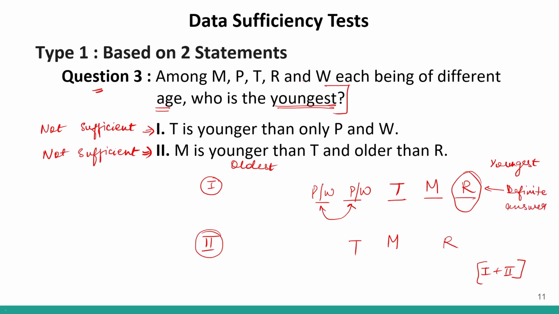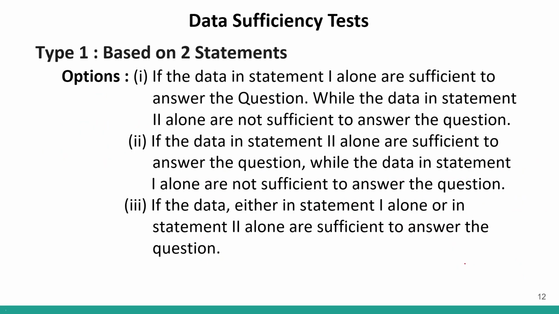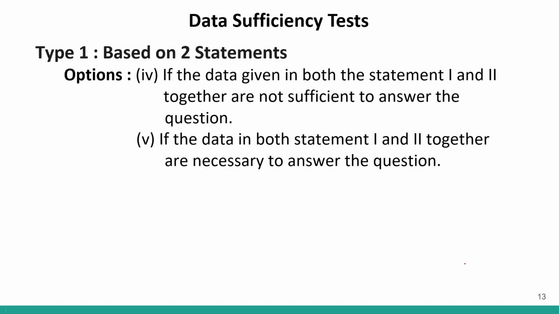If the question was asking who is the oldest, then we would not be able to answer because we have two options. But in this particular case, when we are supposed to find the youngest, we get a definitive answer. So basically, on combining statement 1 and 2 together, I am getting my answer. So I can say that statements 1 and 2 both are required to answer the question. If I look at the options, option number 5 says that data in both statements 1 and 2 together are necessary to answer the question. This will be the correct answer.